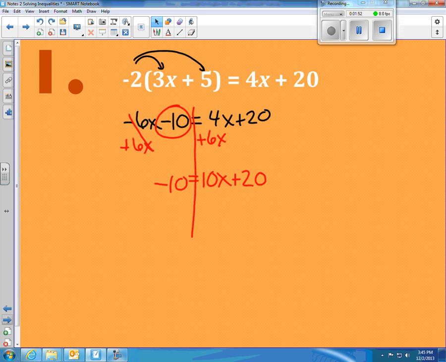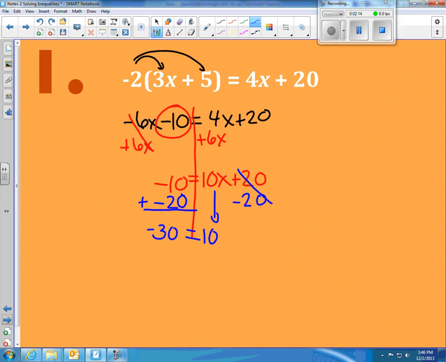Step 3, use addition or subtraction to cancel the constant. Remember, the constant is the term that doesn't have a variable, so that's this 20 here. So it's a positive 20, so we're going to minus it on each side. So therefore, we cancel. Negative 10 and a negative 20. We're thinking we're going to add those, so we get negative 30. Equals, bring down your 10x.